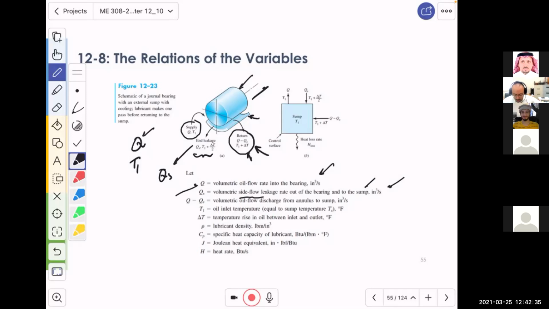And then we have T1, which is the inlet temperature. Delta T is the rise of the temperature. Rho is the lubricant density. CP is the specific heat. J is the Joule heat equivalent, which is in pound force per BTU, and then the heat rate.